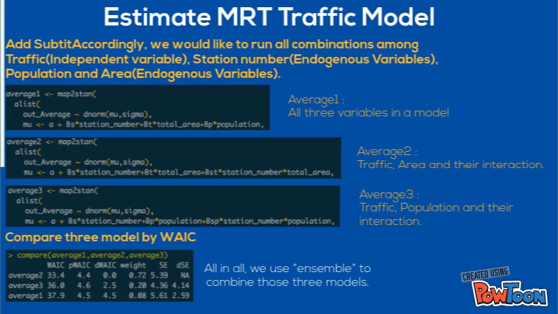As a result, in compare, we can see average 2's WAIC is the smallest, so the weight of this model is the highest. So now we can use ensemble to combine the 3 models into the whole model, and we use the whole model to make the prediction and explanation.